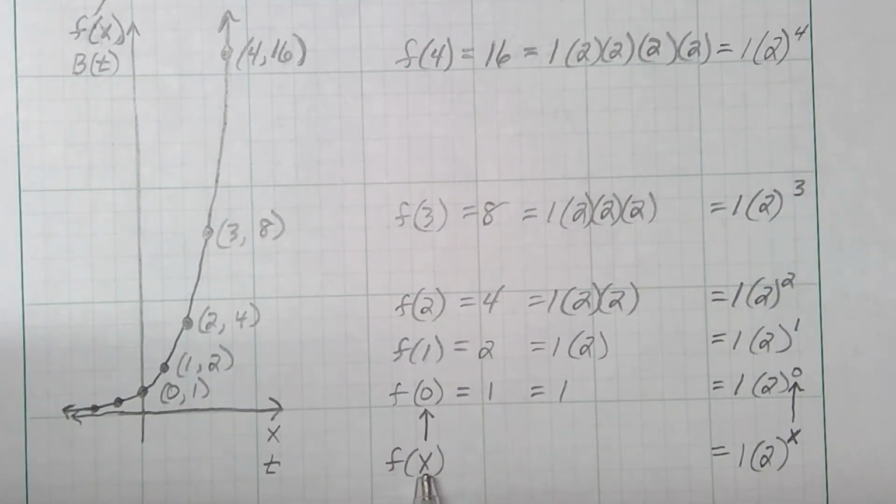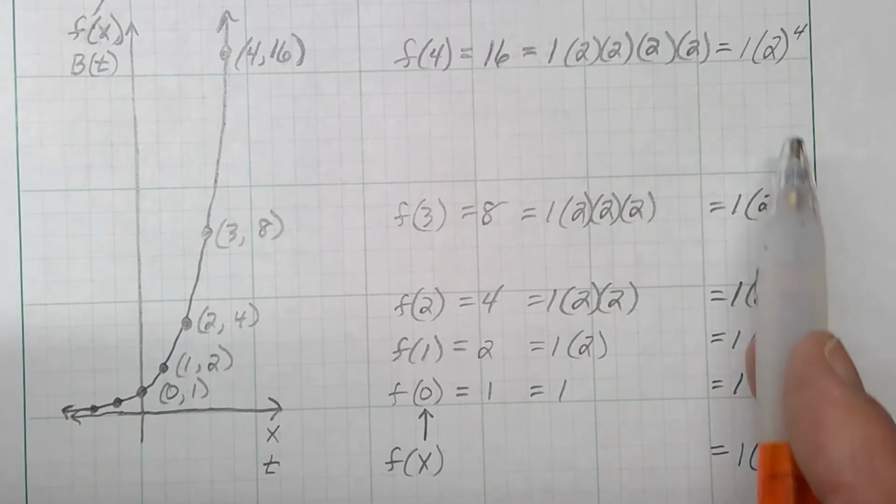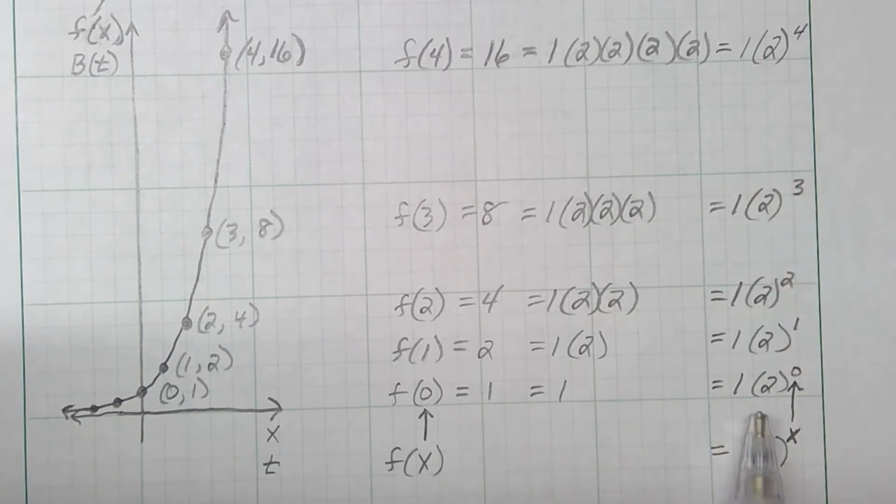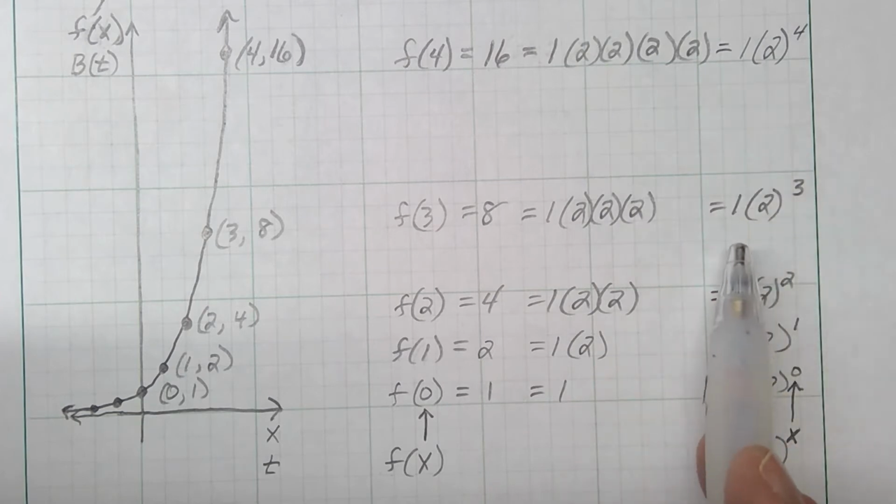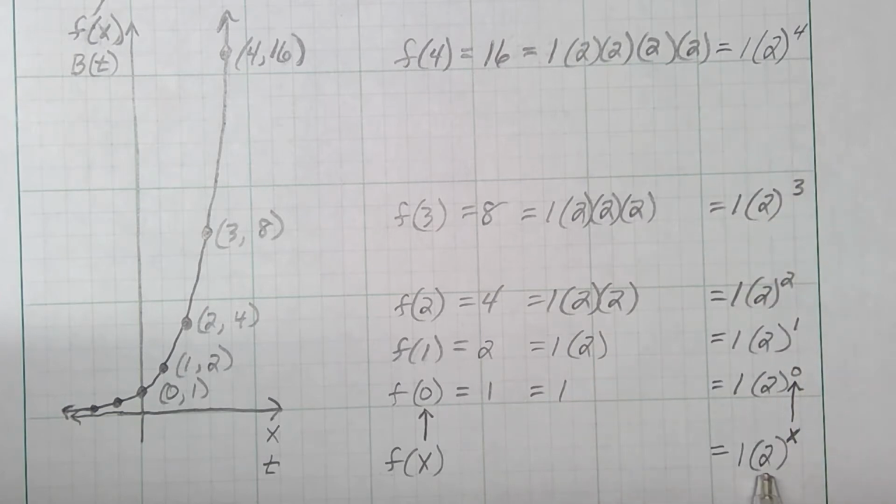I can say f of whatever x is, whatever x I choose. Look at how we wrote this every time. Some of these things stayed the same, and some of them changed. The 1 stayed the same all the way down. So 1 goes here. And then I multiplied times 2 every time. Times 2, times 2, times 2, times 2. So that stays the same.